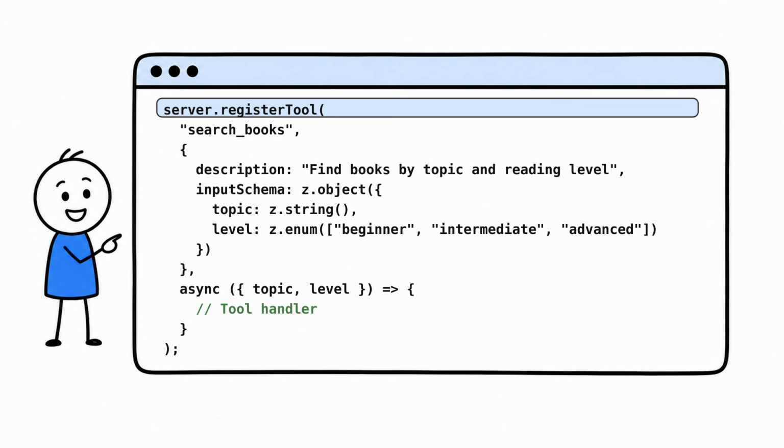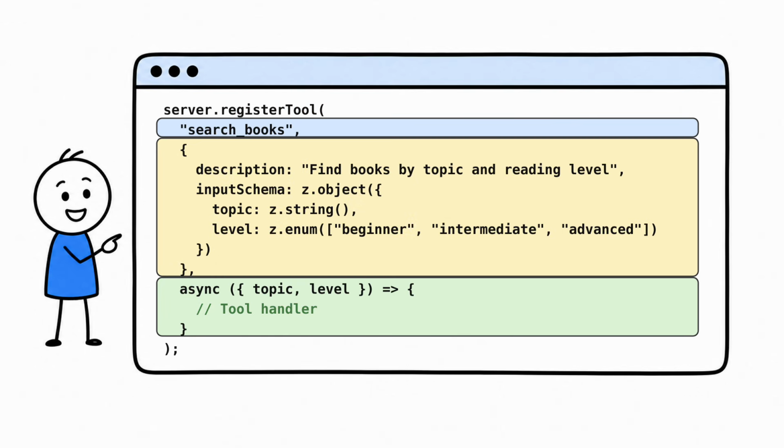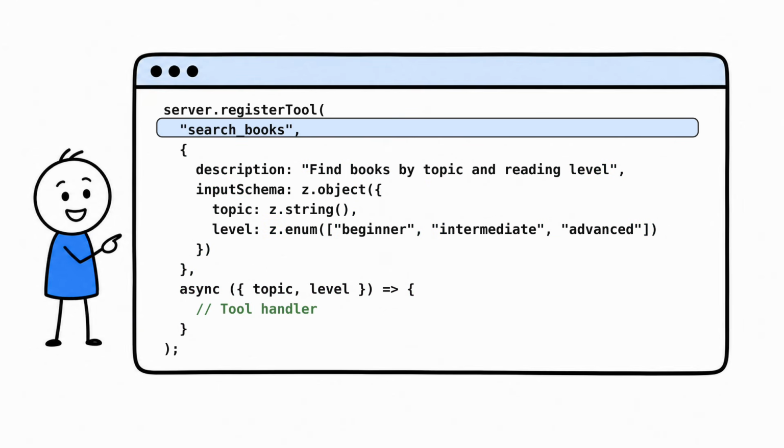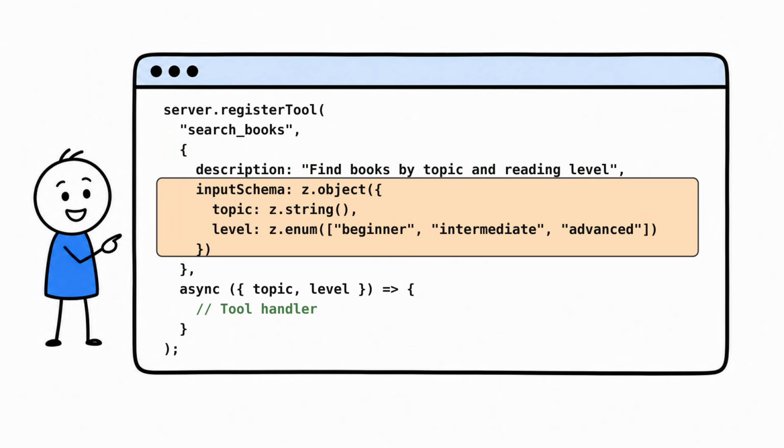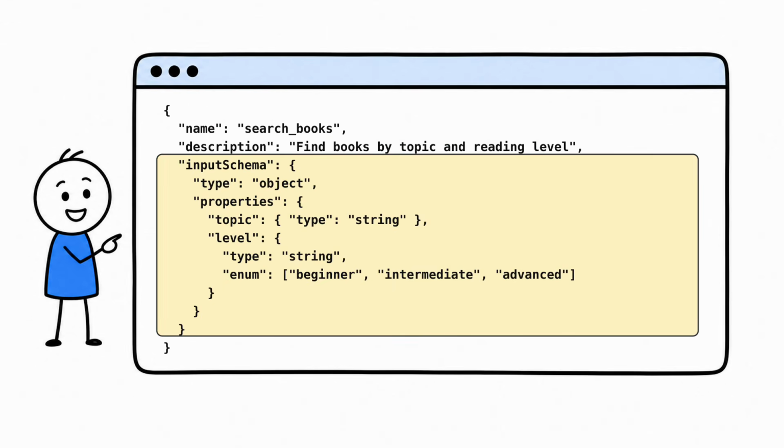The central method in our server is registerTool. registerTool has 3 important parts: a name, configuration, and handler. The first part gives the tool its stable name, SearchBooks. The configuration describes what the tool does and what information it accepts. Its input schema requires a topic and an allowed reading level. The MCP software converts those rules into JSON schema for connected clients.